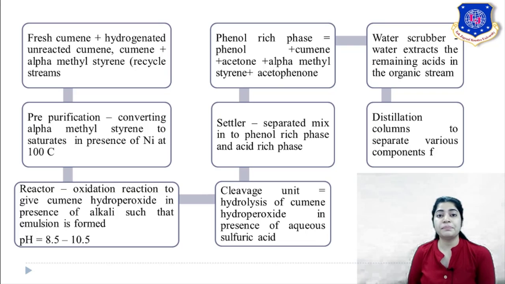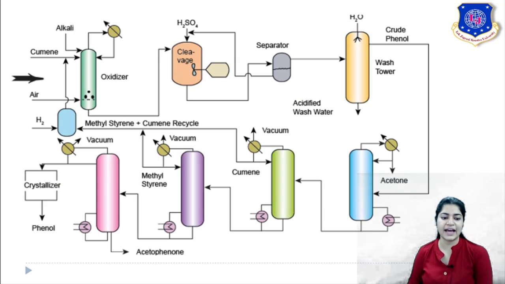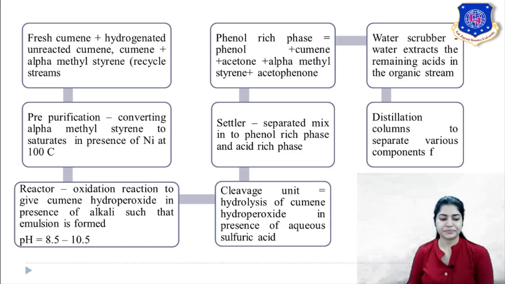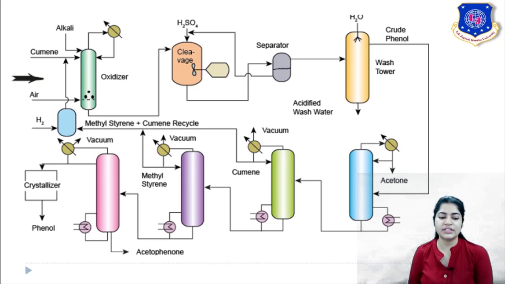The first step is pre-purification, converting alpha methyl styrene to saturates in the presence of nickel at 100 degrees Celsius. Here hydrogen is added to the methyl styrene, so the unsaturated double bond is converted into a single bond. A hydrogenation reaction is carried out. Now the oxidizer is your reactor here. The oxidation reaction occurs to give cumene hydroperoxide in the presence of alkali emulsion. We used NaOH, and the pH maintained here is 8.5 to 10.5. All three streams go to the oxidizer where the oxidation reaction occurs.